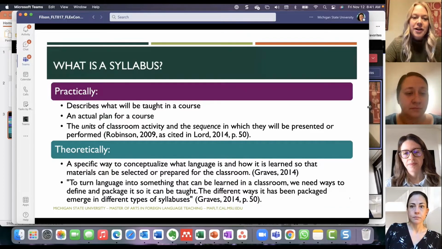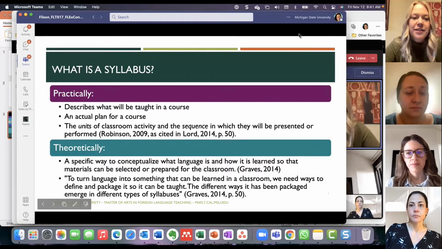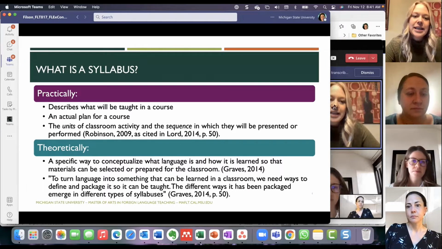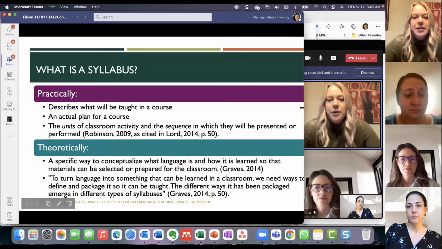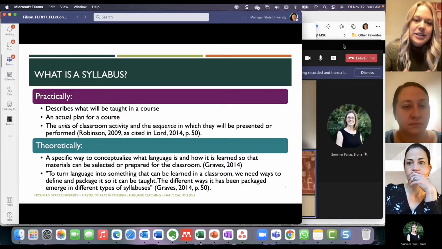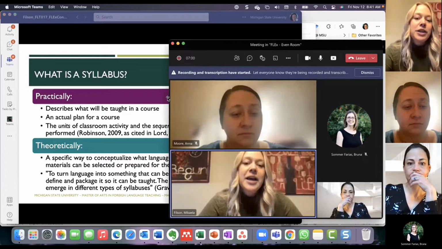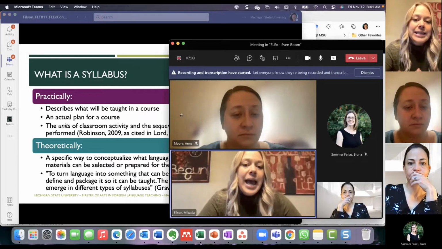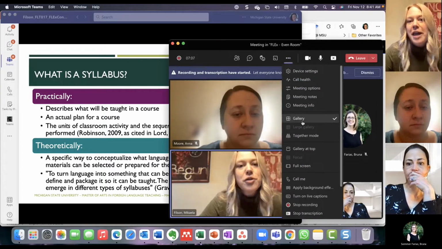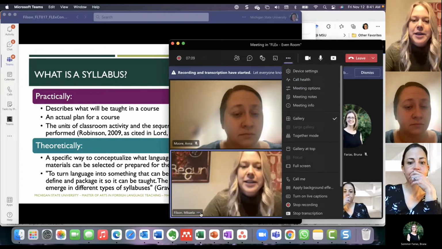So before we start talking about syllabus design, we should have a common understanding of what a syllabus is. In a practical sense, it describes what will be taught in a course. It's the actual plan for a course. And as Robinson describes, the syllabus has the units of classroom activity and the sequence in which they should be presented or performed. And that's true of any content class syllabus.